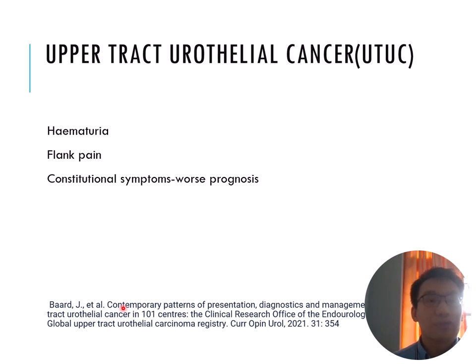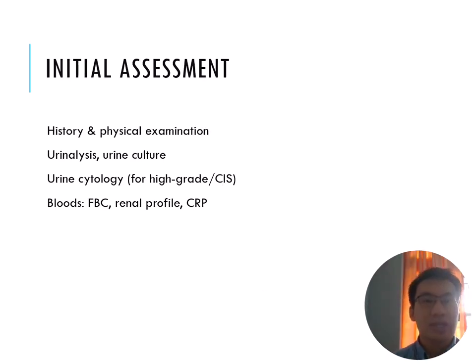Now we move on to upper tract urothelial cancer. Normally, patients with UTUC present with painless gross hematuria, sometimes associated with flank pain because of obstruction of the upper tract. If they present with constitutional symptoms, it carries a worse prognosis because it is probably already metastatic at that point. Initial assessment is the same. You complete your history, physical examination, urinalysis, urine culture, and urine cytology can be performed as well. We will talk about urine cytology in UTUC later, along with other bloods that are needed.